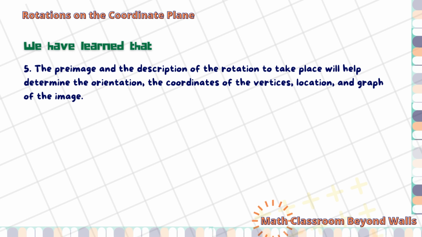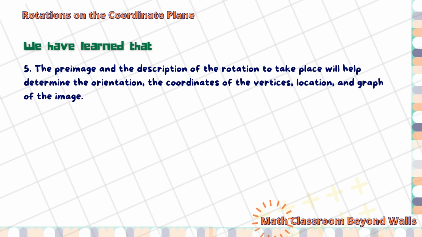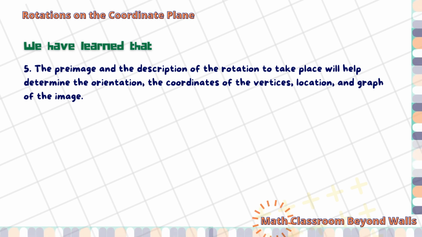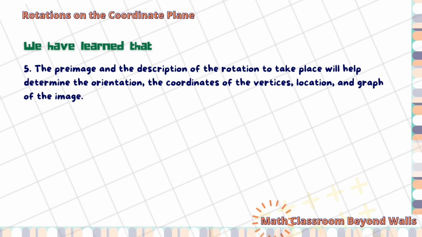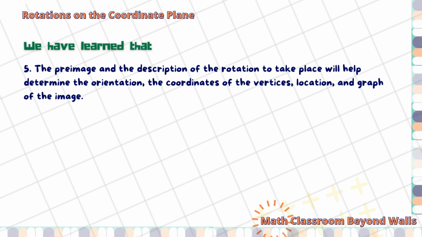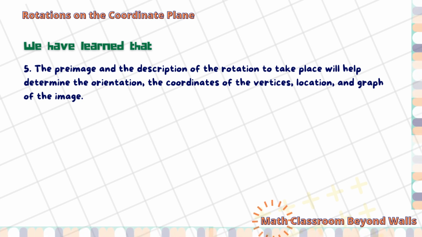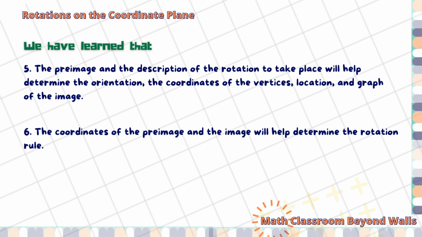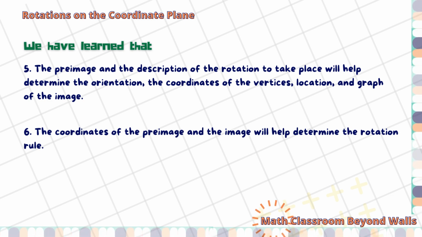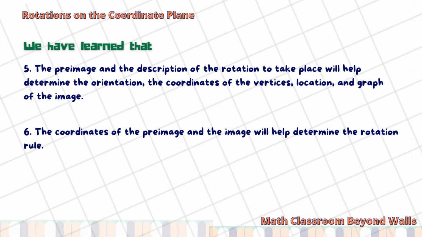Fifth, the preimage and the description of the rotation to take place will help determine the orientation, the coordinates of the vertices, the location, and the graph of the image. Sixth, the coordinates of the preimage and the image will help determine the rotation rule.